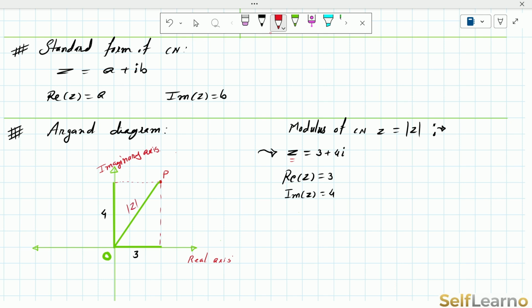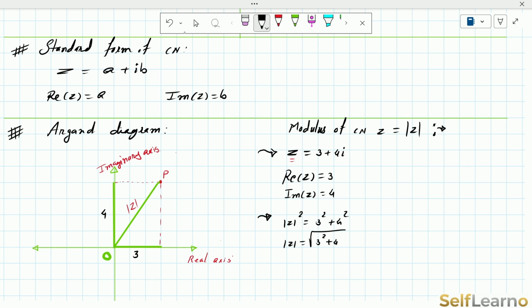And you know very well how we can find this length of OP. We can use Pythagoras theorem over here. So by application of Pythagoras theorem, modulus z square is 3 square plus 4 square. Modulus z is equal to under root.